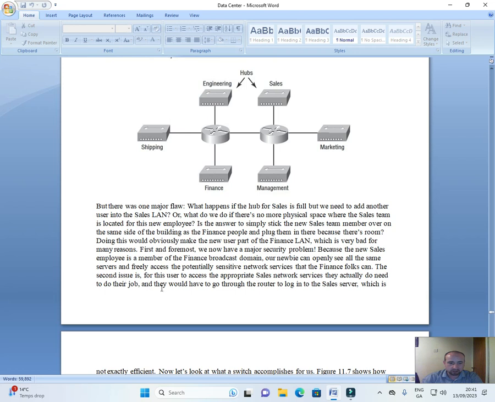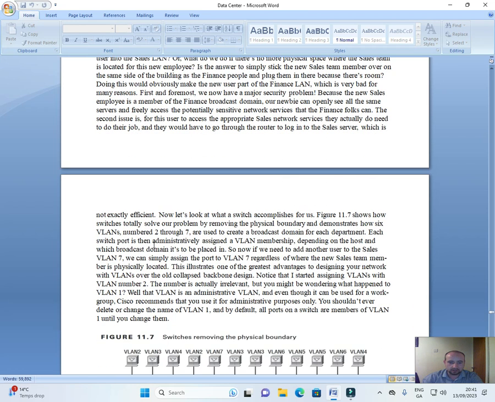The second issue is that for this user to access the appropriate sales network services they need to do their job, they would have to go through the router to log into the sales server, which is not exactly efficient. Now let's look at what a switch accomplishes for us.